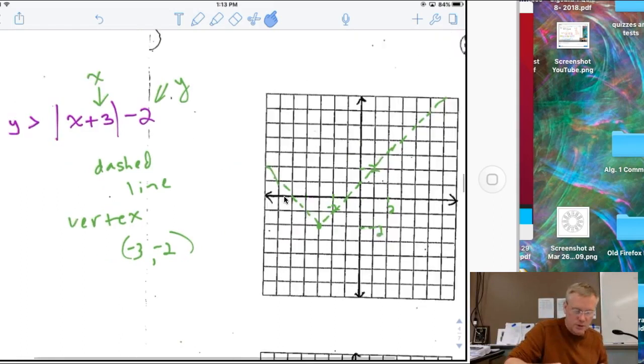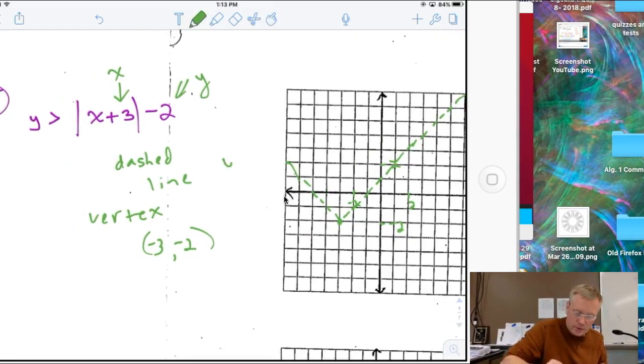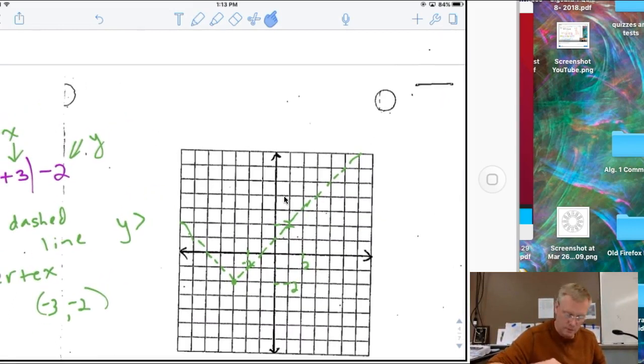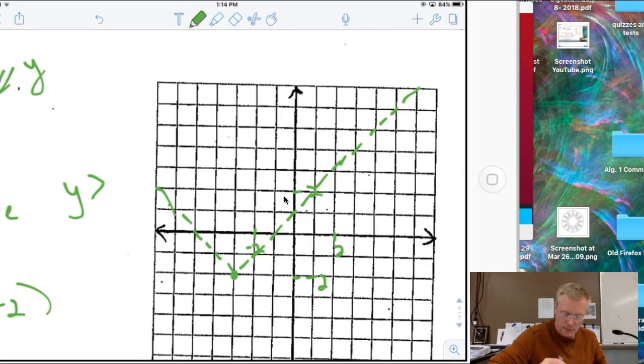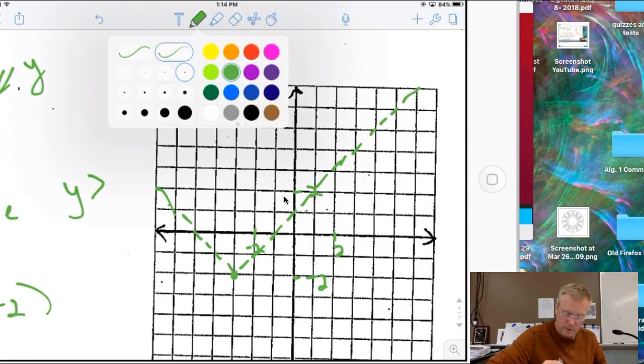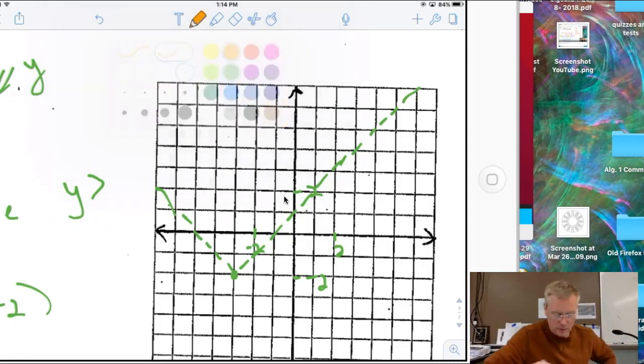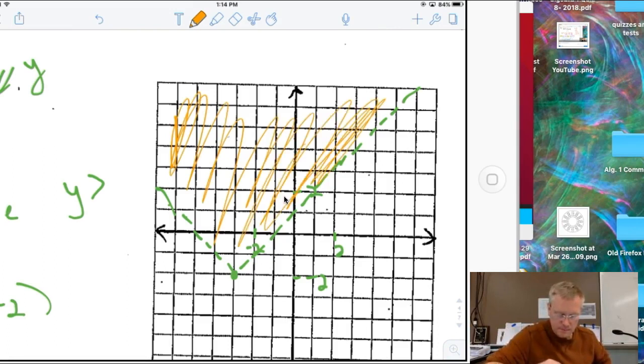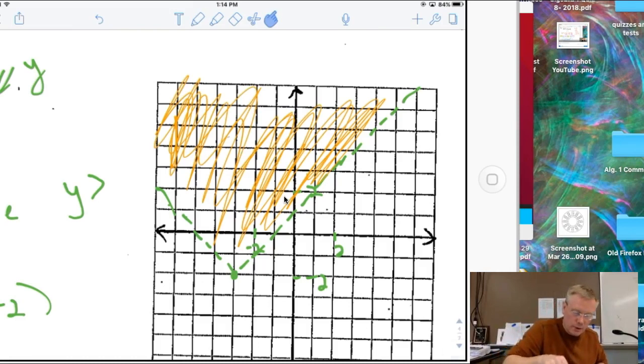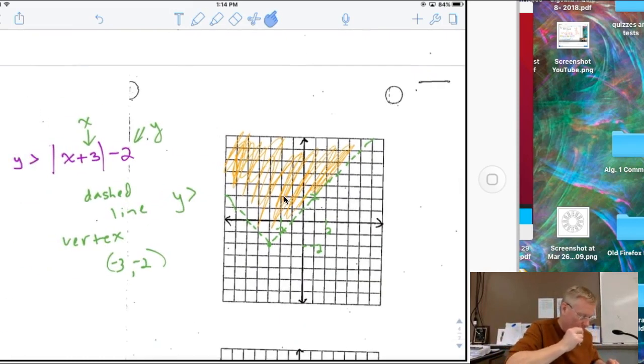Now let's figure out which side to shade. Since it's y is greater than, I'm going to be shading, yes, above the line. All right, so let me pick a different color here. Orange above the line. Shade everything up there. That is your solution area. Anything in there is going to be an answer. Okay. All right. So that's what I got on those.